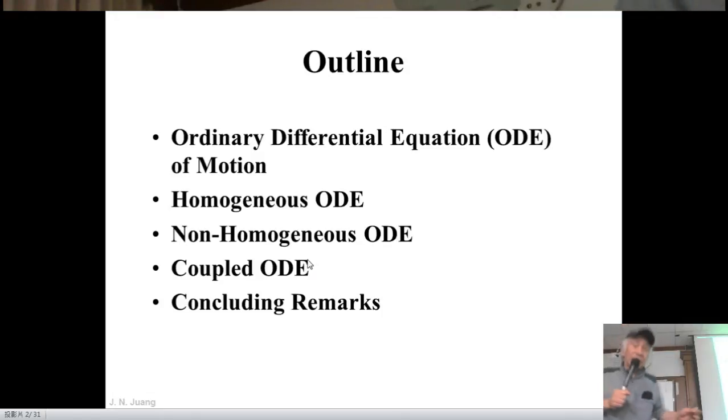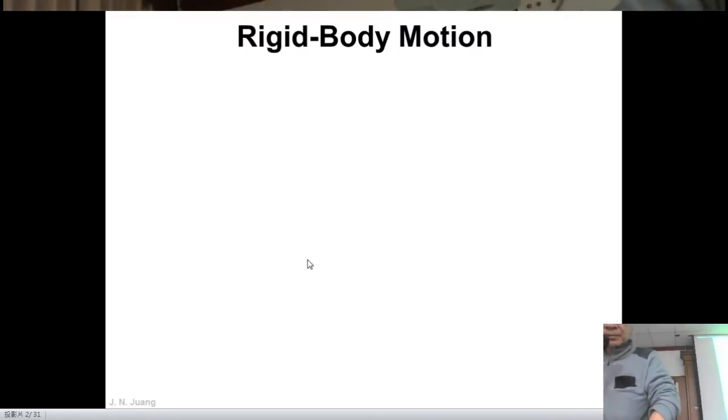All right. So we have ODE of motion. Then what do we mean homogeneous ODE in physical meaning? What do we mean non-homogeneous ODE? Then we talk about coupled ODE, concluding remarks.